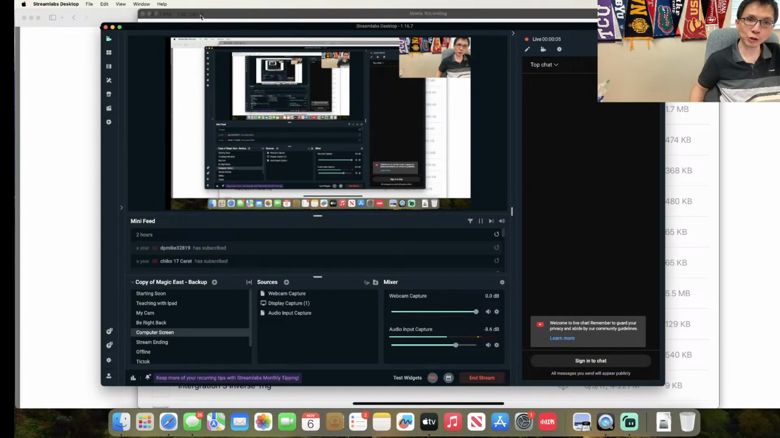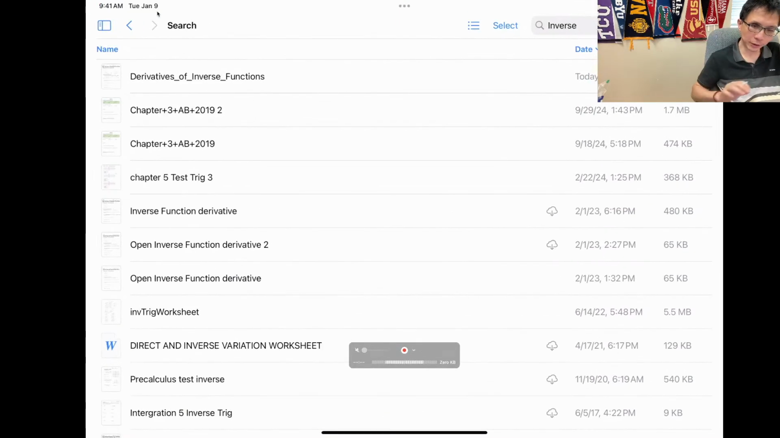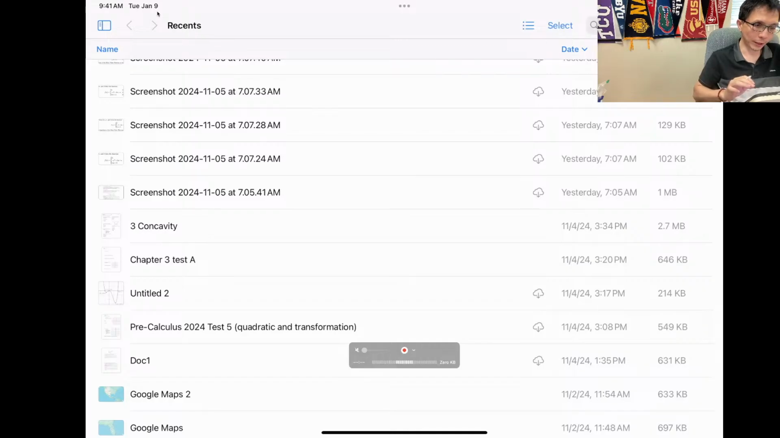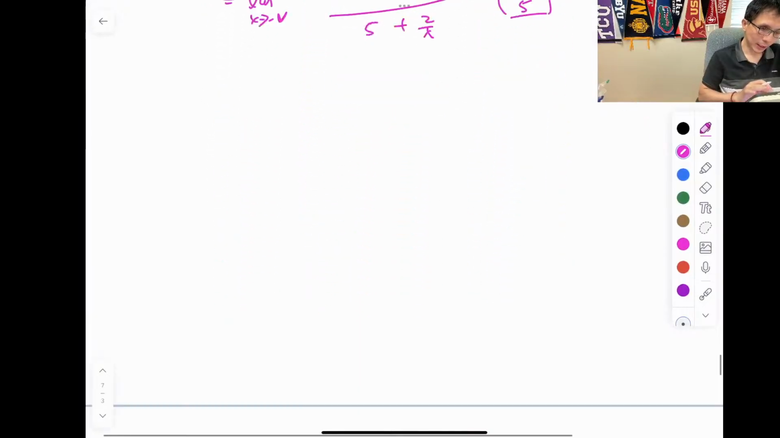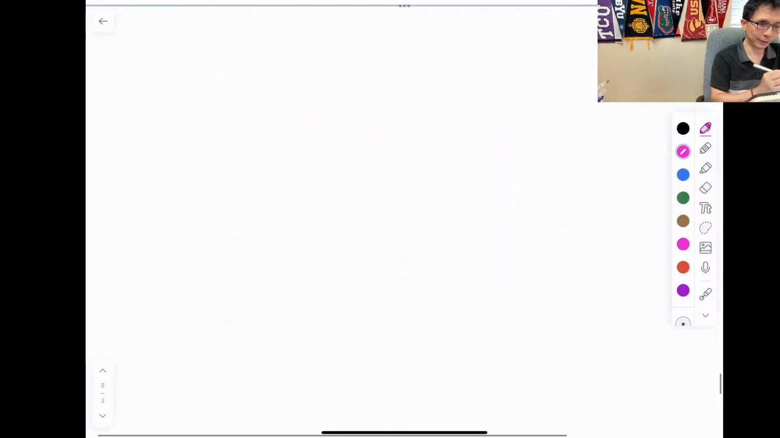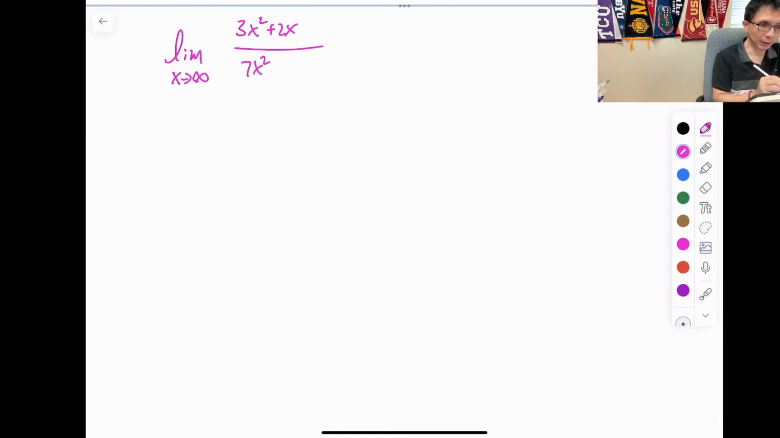All right, so what we're gonna do is start talking about when something goes to infinity. What I mean by that is if you ever have limits as x approaches infinity, so let's say the limit as x approaches infinity of 3x squared plus 2x over 7x squared plus 3x plus 1.